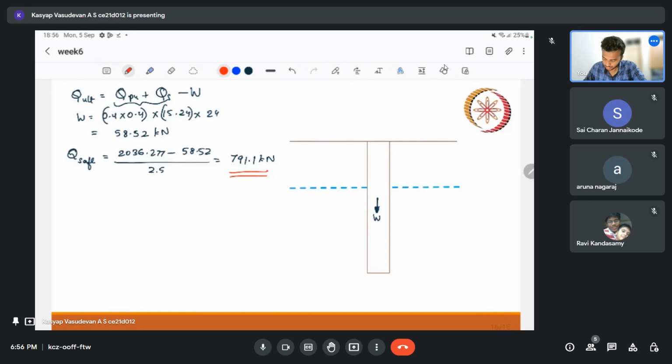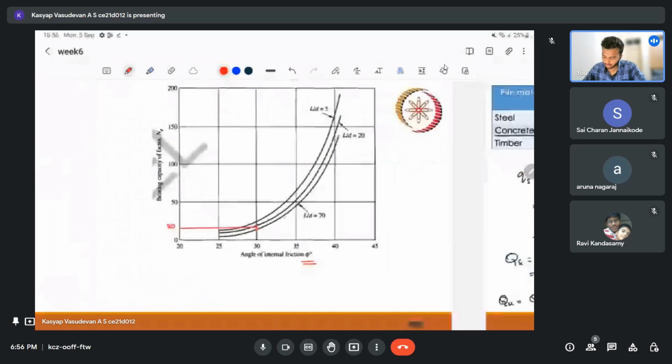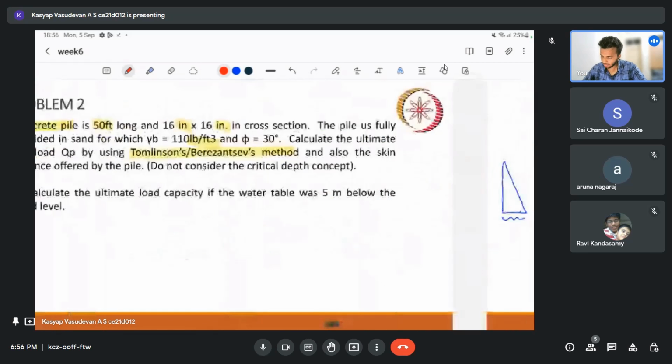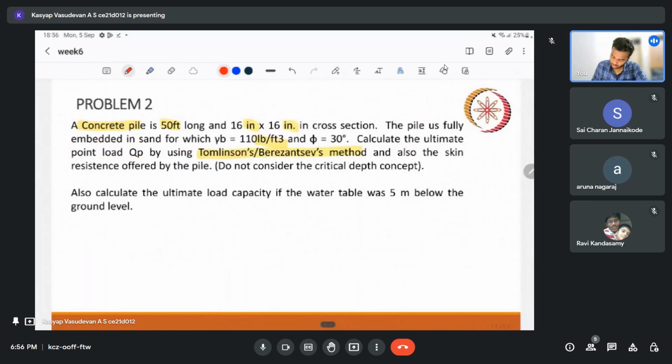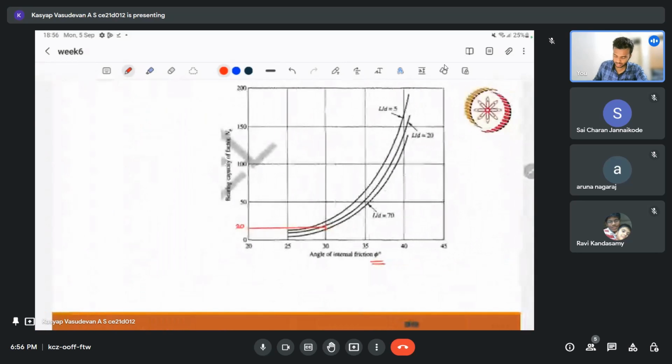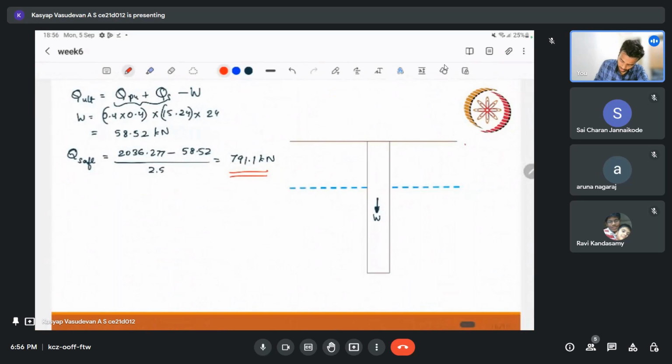Okay. So we'll try to extend the question a little further. What will happen if we have a water table at 5 meter below? So let us say that we have a water table which is 5 meter below the ground surface, and let us say we have a, this was nothing but 19.7, right? 19.7.